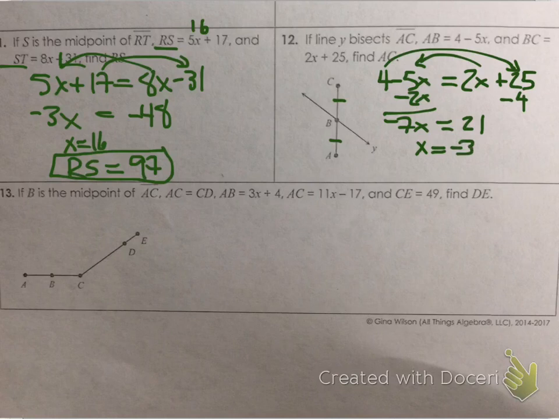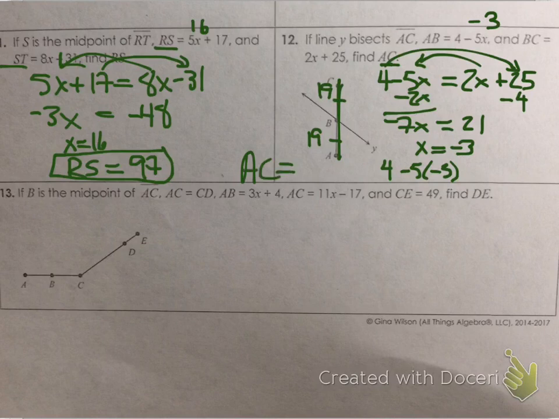Oh, wait, I got a negative. I should not have a negative. But wait a moment. If you put the negative 3 in here, and say 4 minus 5 times negative 3, you'll end up with 19. And if that's 19, so is this one up here. And when I want AC, the whole thing, then AC must be 19 plus 19, which is 38.